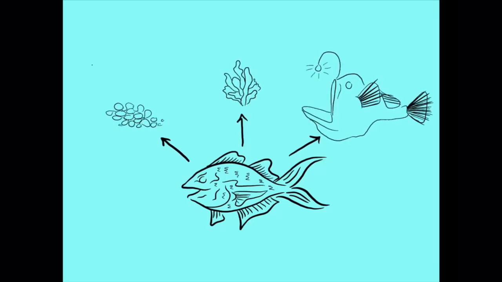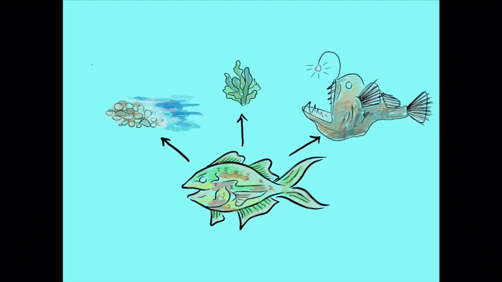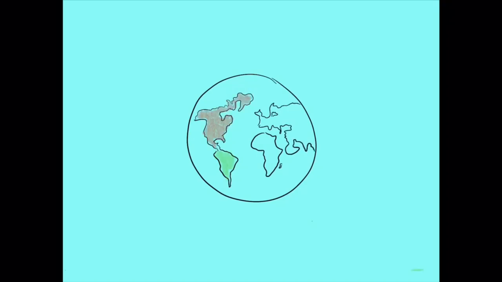Currently, there are around 33,600 fish species occupying a variety of marine and freshwater habitats, including rocky shores, kelp forests, and the deep sea. Around 70% of fishes inhabit the Pacific Ocean, 20% inhabit the Atlantic, and 8% inhabit the Indian Ocean.